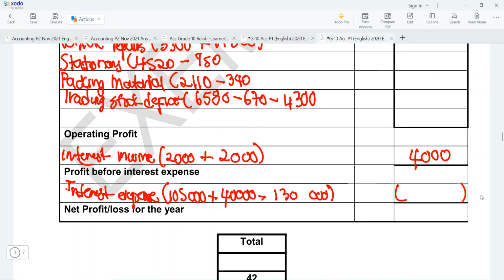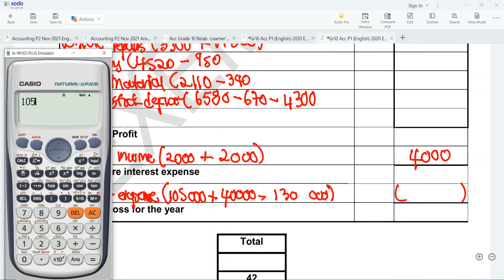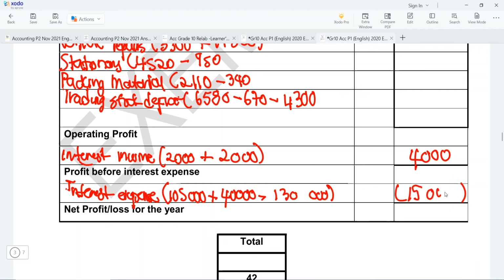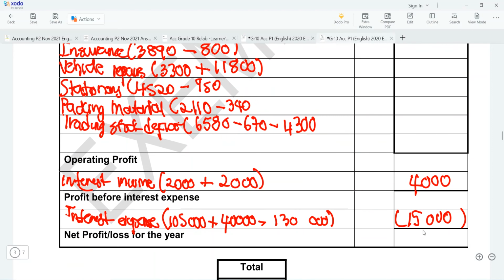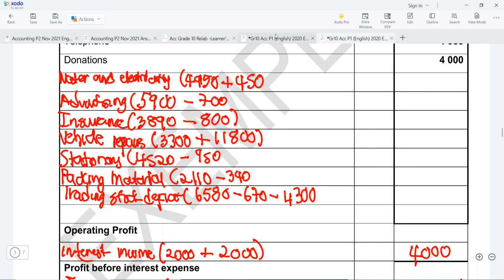is our interest expense. And this transaction will carry a lot of marks. So 105,000 plus 40,000 minus 130,000 is giving us 15,000. So meaning that our interest was 15,000, and this is how you get your 15,000 for interest expense. We used what we call the bottom up approach, meaning starting from the bottom to go to the top to get what you want. Okay, if you have any questions, leave your questions in the comment section.